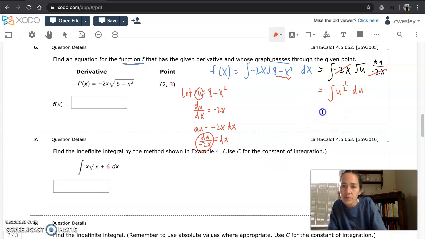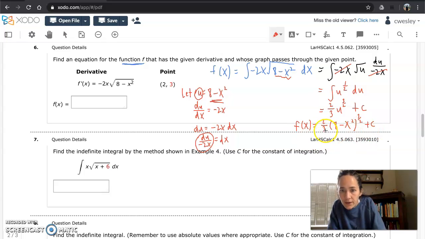So I think now's the time. Integrate, we go up a power, so u to the 3/2, as long as we divide by 3/2, so multiply by 2/3, and it's indefinite, so we'll put a plus c. And this is your f of x, but if we really want it to be in terms of x, we have to sub back in for u. So 2/3 of, what do we call u? 8 minus x squared to the 3/2 plus c.